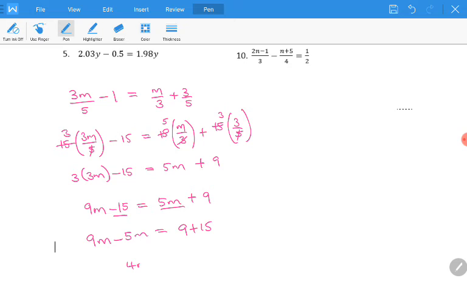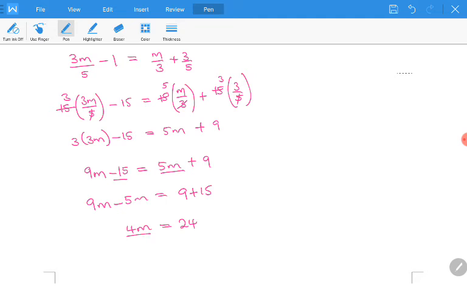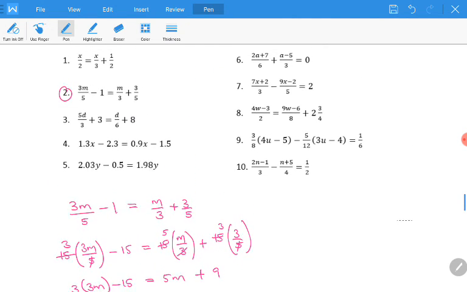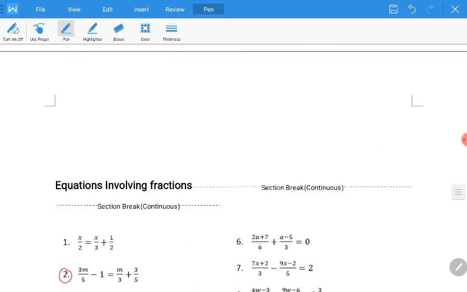So 4m is equals to 24. This means that if we divide both sides by 4, we get m is equals to 6. So the answer for question 2 is 6.